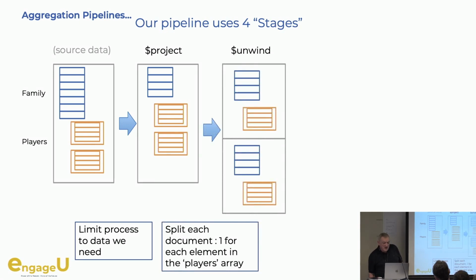Then we do something called unwind, which creates a separate object for each player. So basically, for each element of the player array, I now get 2 documents with the same family data, but the different player data. So it's something like a full left join in SQL.